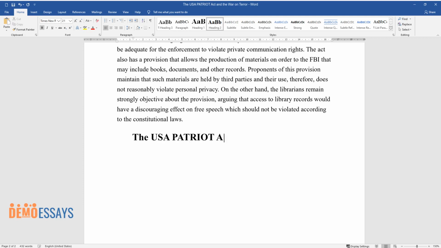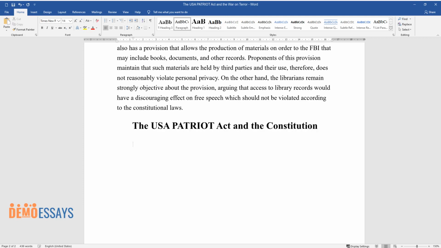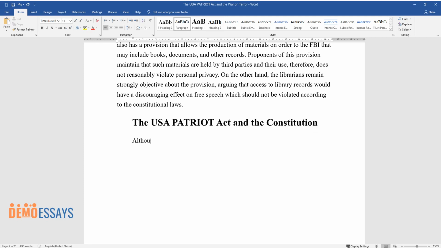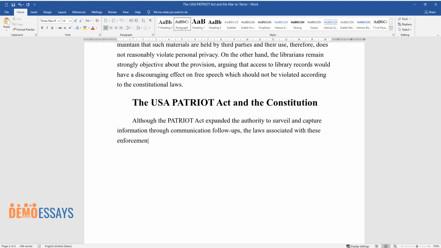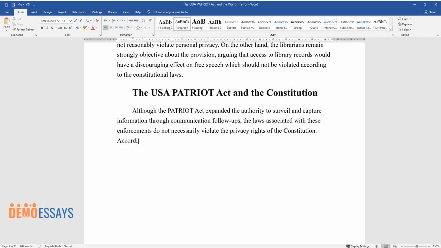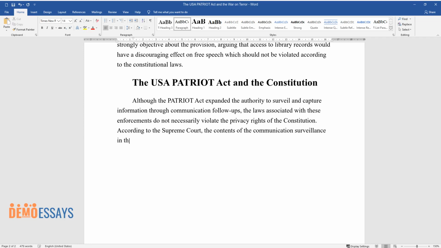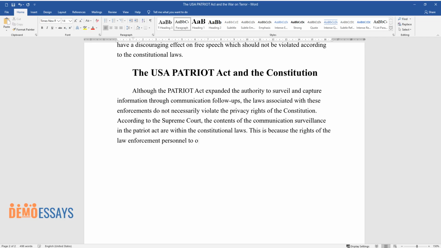The USA PATRIOT Act and the Constitution. Although the Patriot Act expanded the authority to surveil and capture information through communication follow-ups, the laws associated with these enforcements do not necessarily violate the privacy rights of the Constitution. According to the Supreme Court, the contents of the communication surveillance in the Patriot Act are within the constitutional laws. This is because the rights of the law enforcement personnel to obtain information are limited by the constitutional requirements.